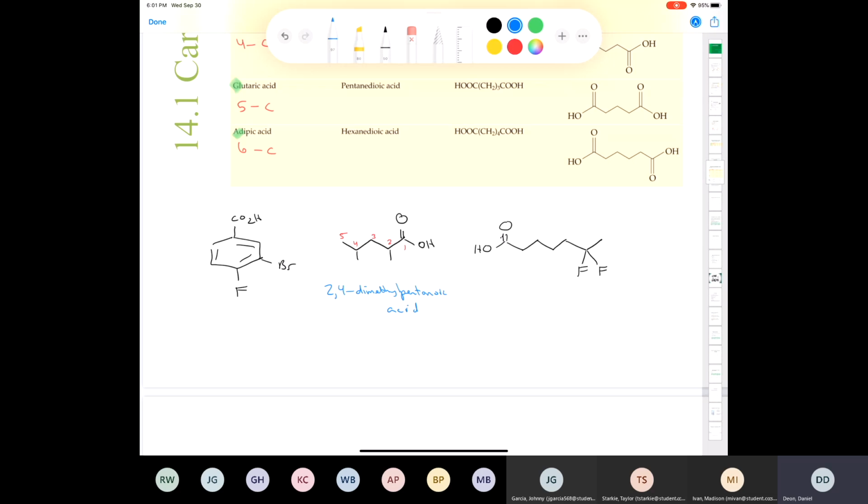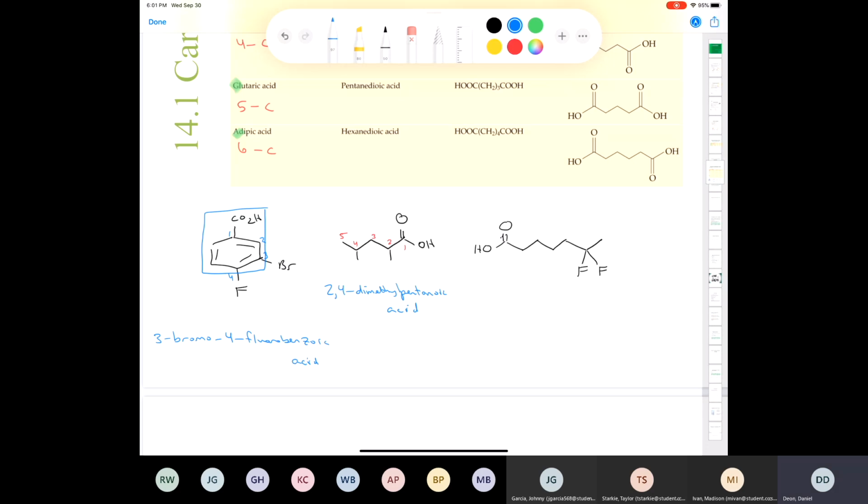What else? 3-bromo-4-fluorobenzoic acid. Okay, let's try that one. So here's our parent, which is benzoic acid. The number 1 is going to go on the carbon that has the carboxyl group. So I have 1, 2, 3, 4. So yeah, I've got 3-bromo because bromo comes before fluoro alphabetically. 3-bromo-4-fluorobenzoic acid. That looks good.